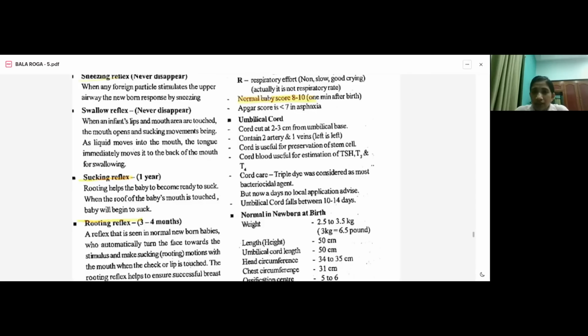In olden days, immediate clamping was done. Now immediate clamping is required only if the mother or baby has any emergency condition. Otherwise, a 1 minute delay is required. Okay.